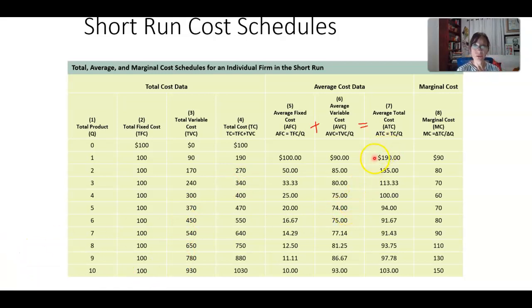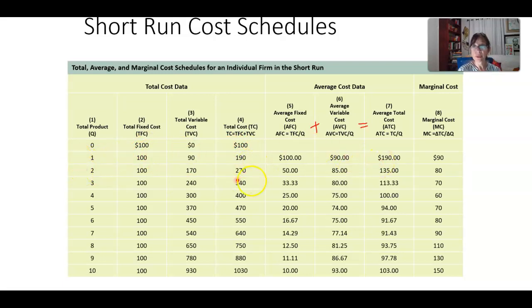average total cost. So, okay, when we are producing 0, well, we can't really average that, so that's nothing there. When we produce 1 unit, our total cost goes to 190, so 190 divided by 1 gives us 190.